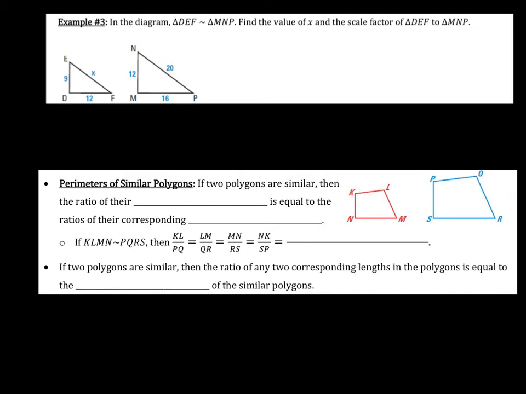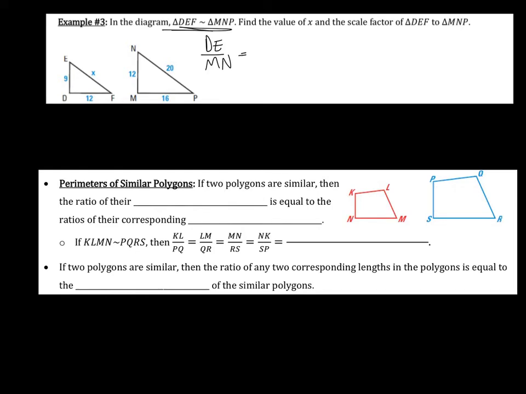Example number 3. In the diagram, we know these two triangles are similar. Find the value of x and the scale factor of triangle DEF to triangle MNP. Okay, so first of all, let's go ahead and find our scale factor. We know the triangles are similar, and so I know that DE to MN will give us our scale factor since we know they're similar.